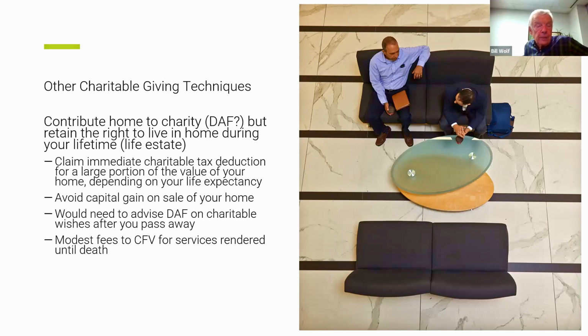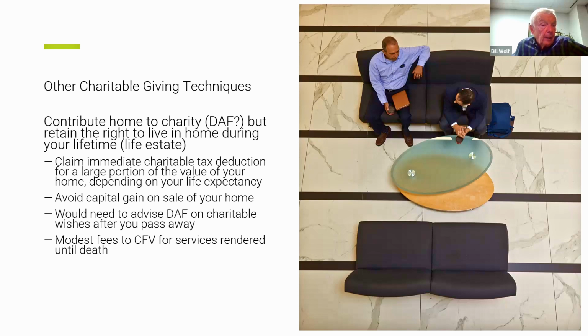You get the deduction 10 years before you pass. Remember, if you can't use it all the first year, it carries over for up to 5 more years. And so over a period of 6 years, you can get substantial charitable deductions until you pass. And yet you have the right to live there for the rest of your life. This also can apply to a second home, by the way, that you want to have the right to use as a second home. But I think the home example is the easiest one.